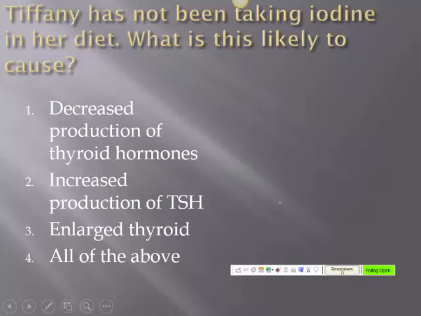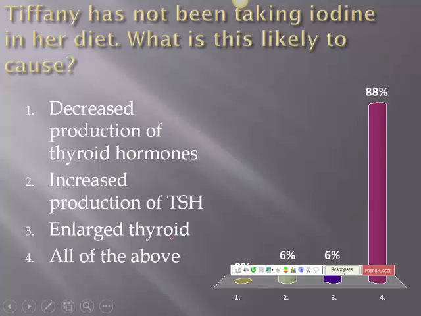Okay, so Tiffany has not been taking iodine in her diet, and what is this likely to cause? All of the above, yes. She doesn't take iodine. She can't produce enough thyroid hormones because it's needed, which means it cannot negatively feed back on that TRH, TSH loop. So there is increased production of TSH, which will keep stimulating the gland, and the gland will enlarge. So it will be all of the above.